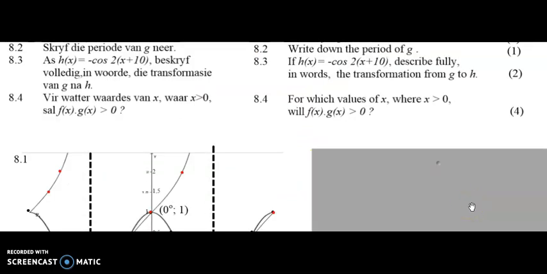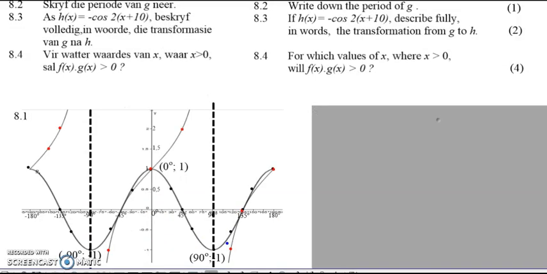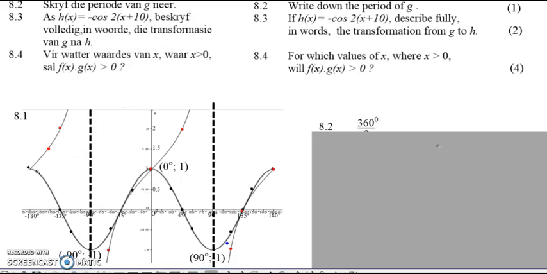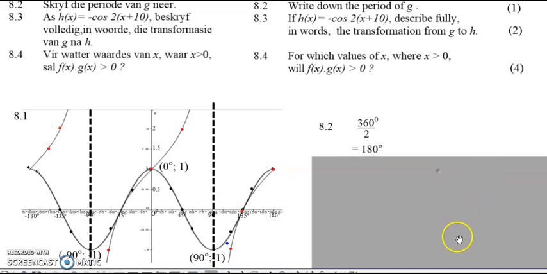Ask me what is the period of g. Now g is the cos 2x function. So the period for a normal cos graph happens within a span of 360 degrees. So what happens now is I take 360 degrees and I divide it by the 2, and then I get a period takes place within 180 degrees. So it takes 180 degrees for a full cycle of this graph to complete.